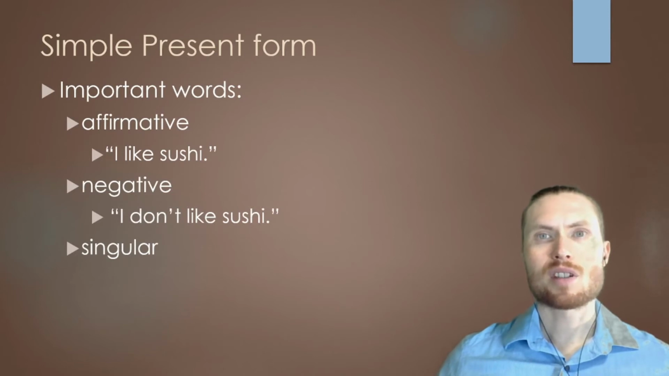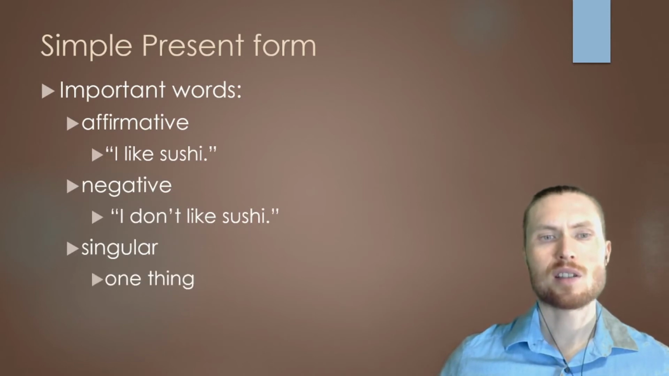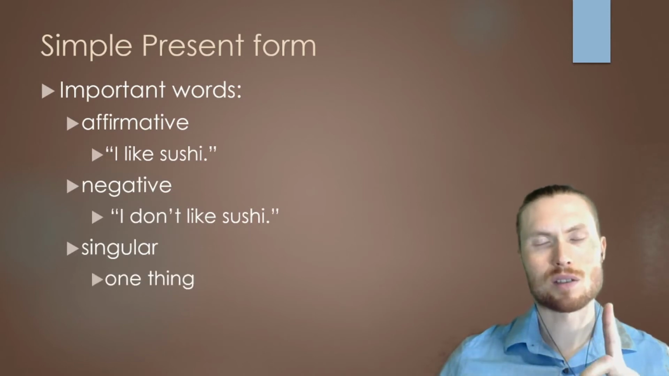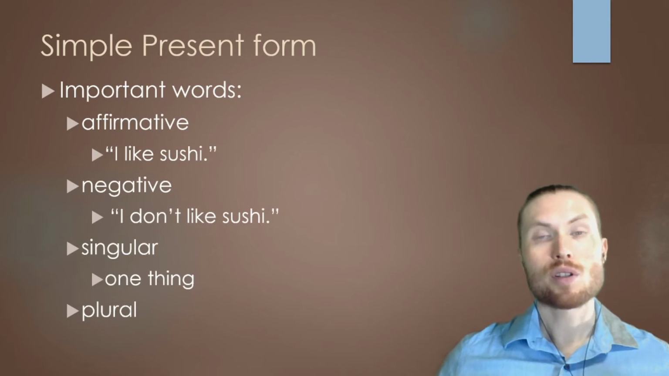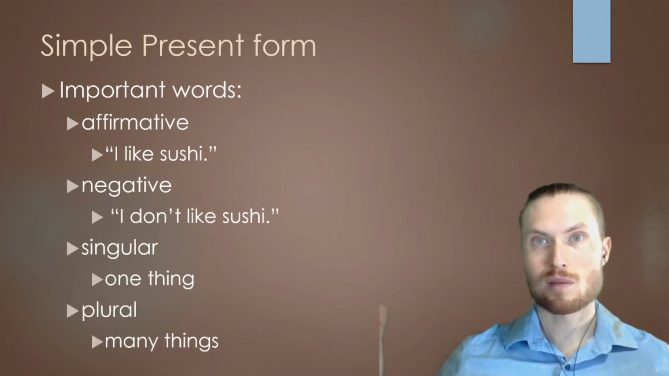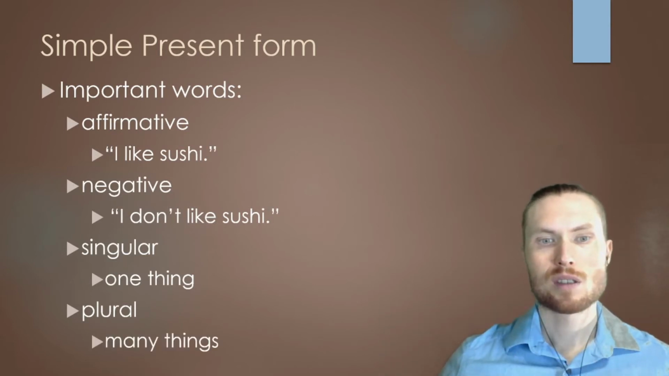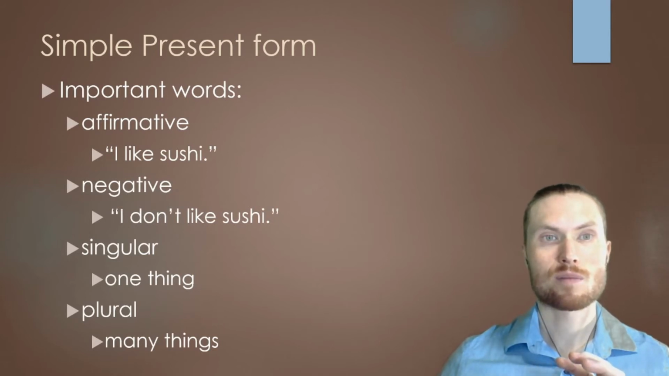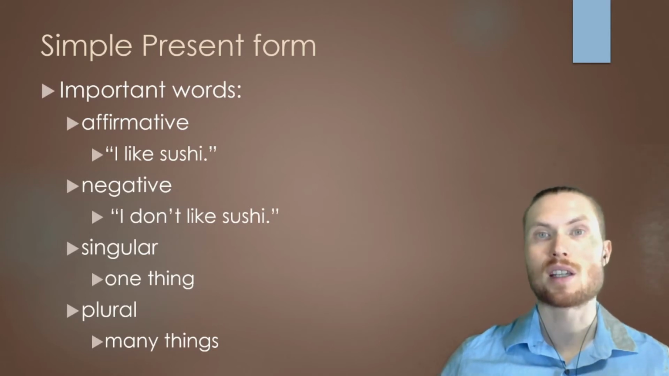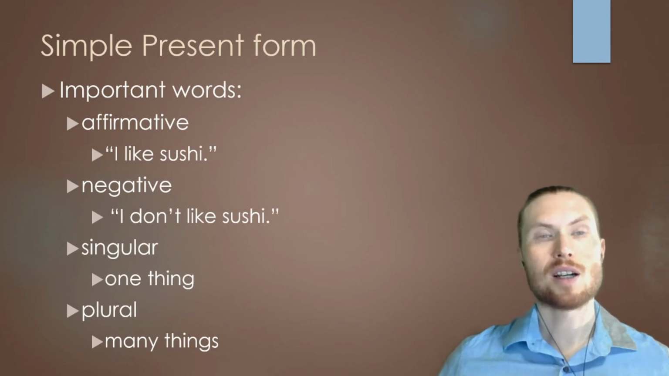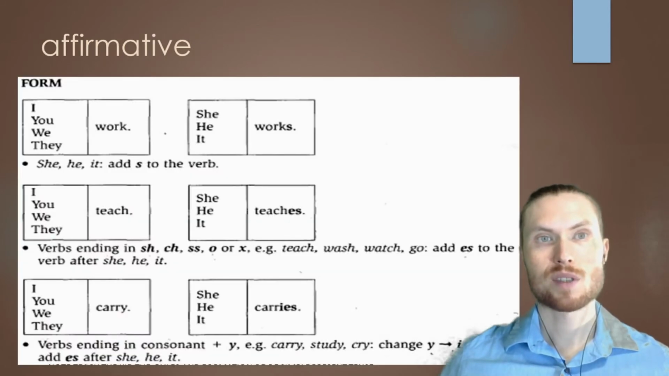Another important word, singular. Singular means just one thing, hitotsu, or hitori, just one thing, or one person. Plural means many things, takusan. So this is an important distinction in English. Okay, so affirmative, negative, singular, plural. Now let's talk about the forms. So this is affirmative, simple present.